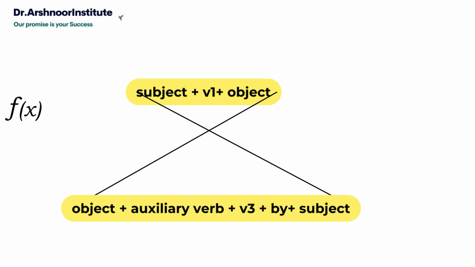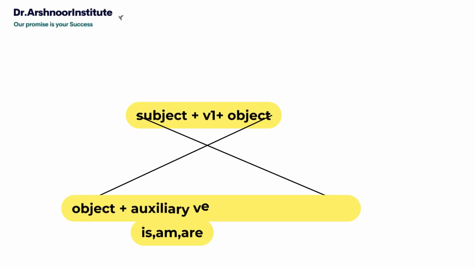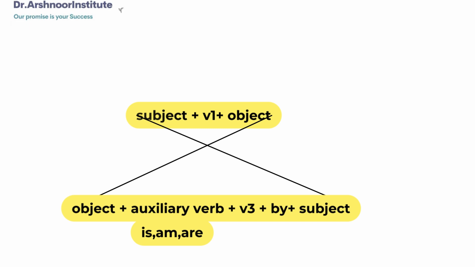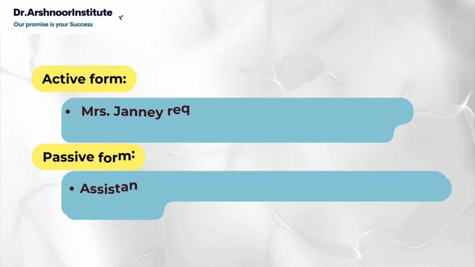We use subject plus first form plus object. When this is changed, the subject is changed by the object and the object is changed by the subject, and we use the formula: object plus is, am, are, that is the auxiliary verbs, plus third form of the verb plus by plus subject. For a singular subject, we use is. For a plural subject, we use are. And for the first person singular, that is I, we use am. I'm going to give you more examples.